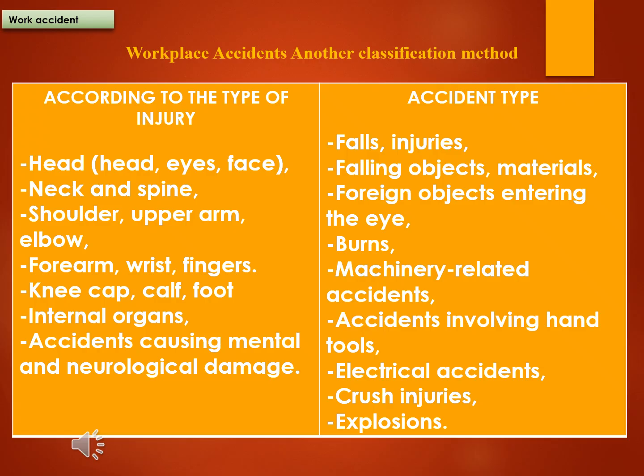According to the type of injury: head, eyes, face, neck and spine, shoulder / upper arm / elbow, forearm / wrist / fingers, knee / calves, foot. Internal organs, mental / neurological damage. According to accident type: falls / injuries, falling objects / materials, foreign objects entering the eye, burns, machinery-related accidents, hand tool accidents, electrical accidents, crush injuries, explosions.